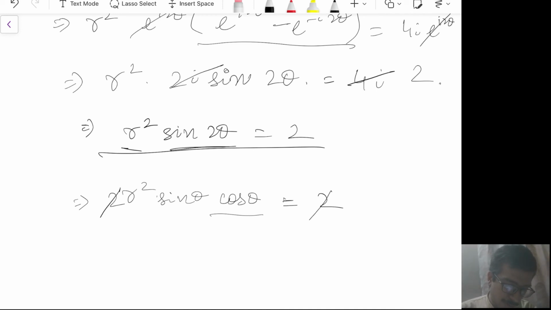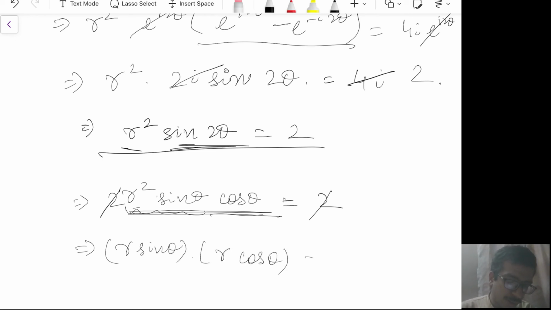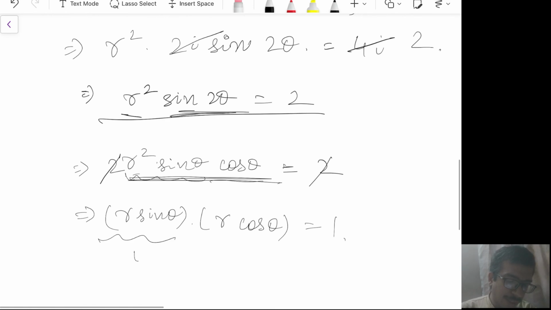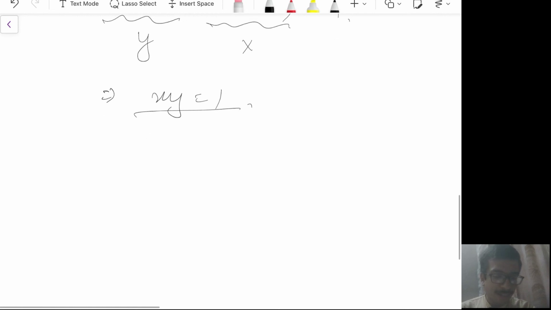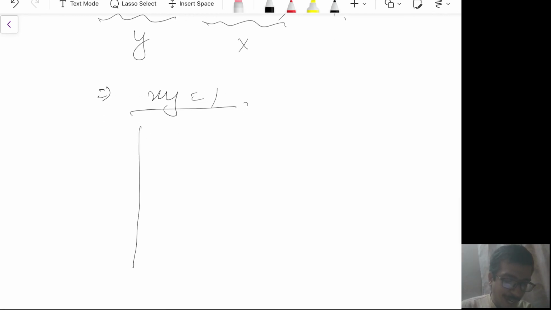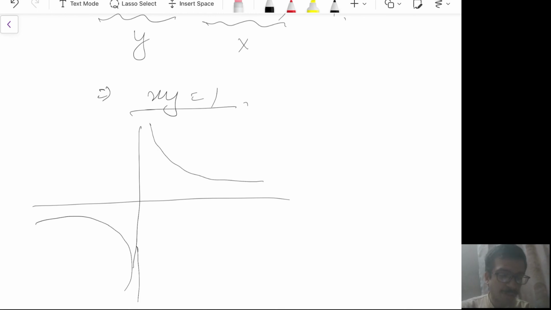Now, it may appear difficult, but once you have expanded out sine 2 theta, you can break it as r sine theta times r cos theta. This is going to be 1. And r sine theta is nothing but the imaginary component y, r cos theta is nothing but the real part x. And essentially I am now getting xy equals 1. Now for that we know how it looks geometrically. This is just a rectangular hyperbola. So this is the equation of xy equals 1, that is, y equals 1 by x.